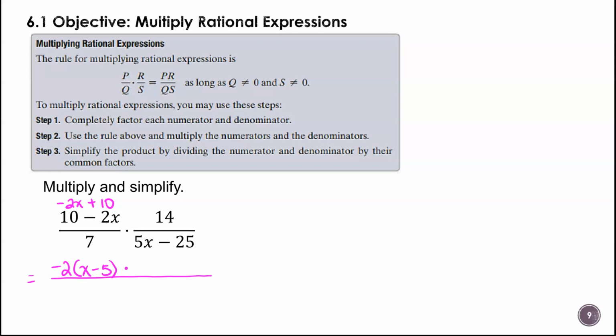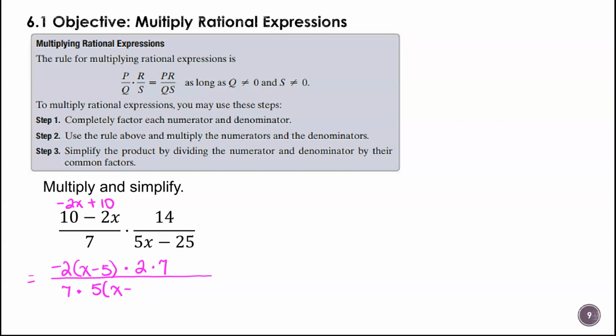And then I'm going to factor the 14 as 2 times 7, and I'm doing that because I see that I have a 7 in the denominator, right? So I know that I'm going to be able to remove a common factor of 7. So in my denominator, I'm going to write a 7 times, on the 5x minus 25, I factor out a 5, and then that leaves me x minus 5.